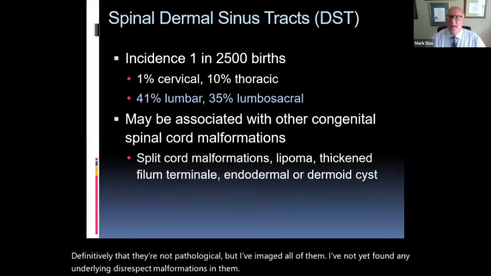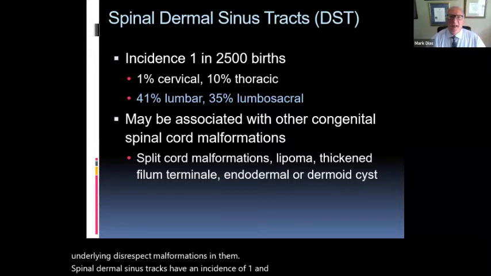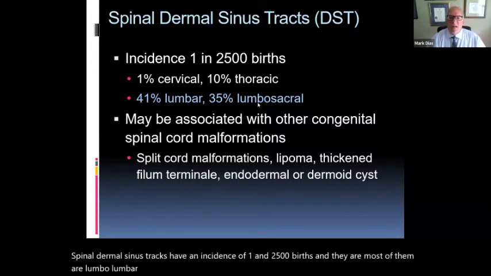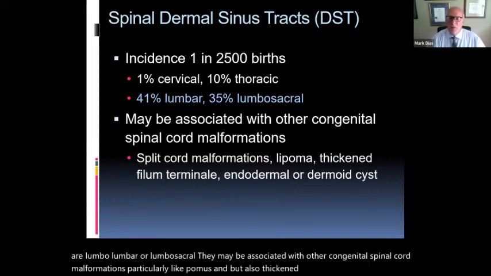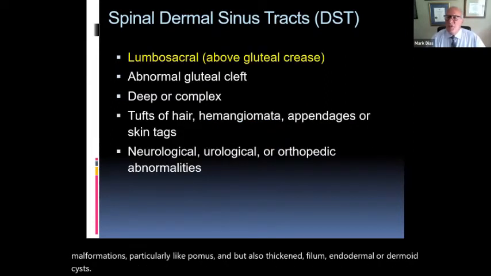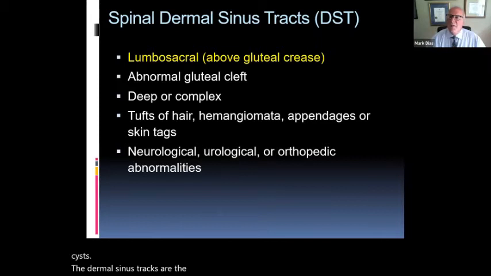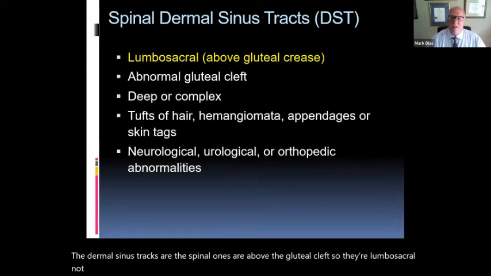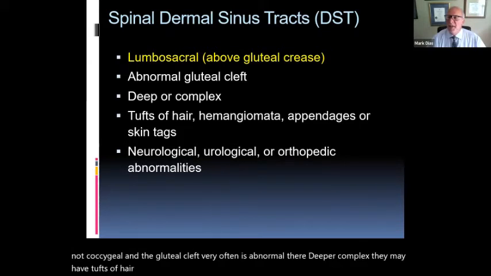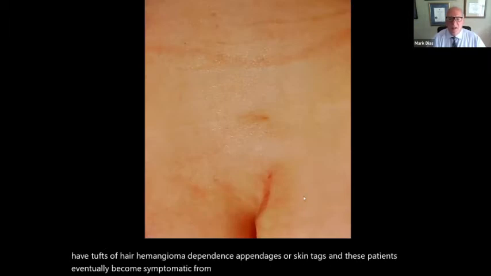Spinal dermal sinus tracts have an incidence of 1 in 2,500 births, and most of them are lumbar or lumbosacral. They may be associated with other congenital spinal cord malformations, particularly lipomas, but also thickened filum, endodermal or dermoid cysts. The spinal dermal sinus tracts are above the gluteal cleft, so they're lumbosacral, not coccygeal. And the gluteal cleft very often is abnormal. They're deeper, complex. They may have tufts of hair, hemangiomata, appendages, or skin tags, and these patients eventually become symptomatic from those.